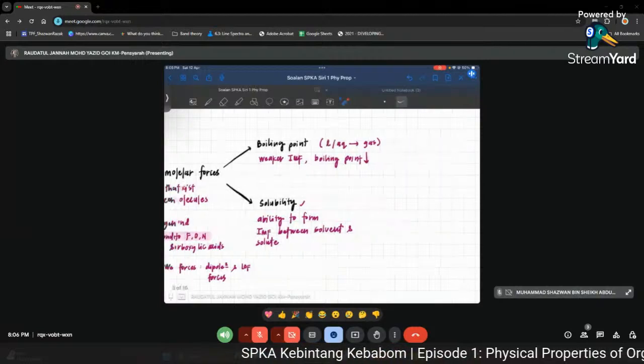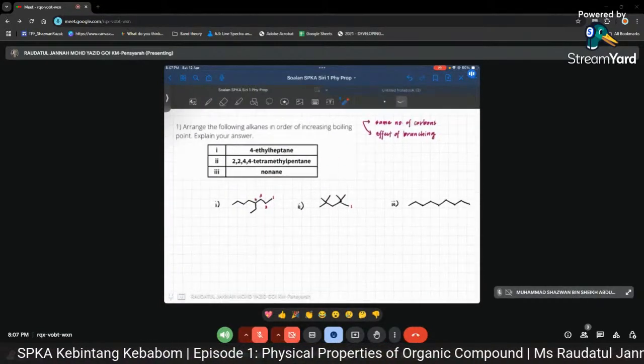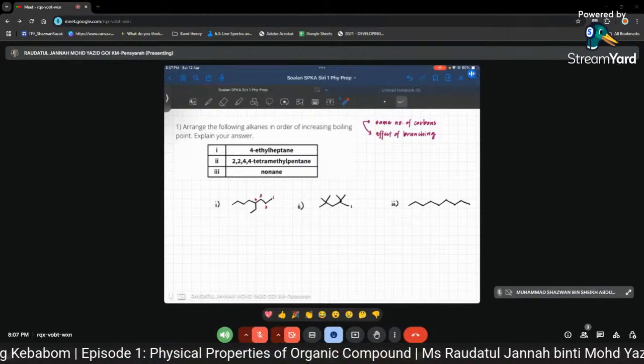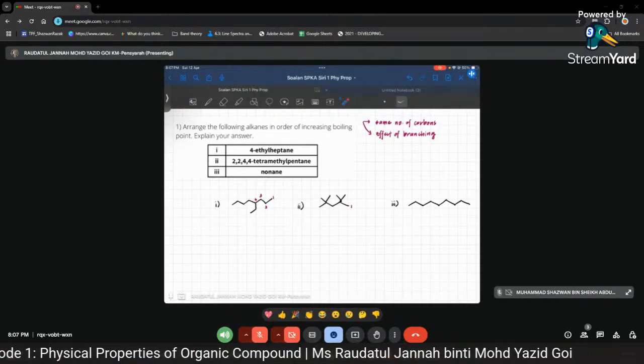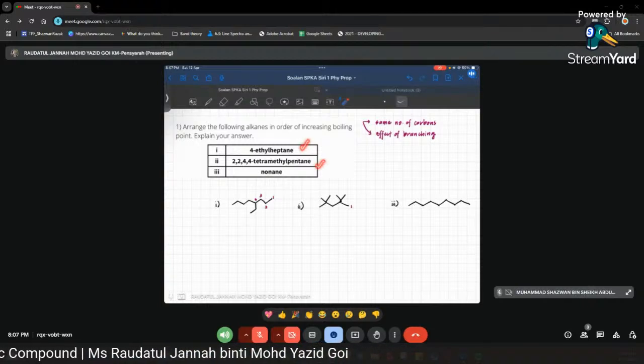So by that, let's take a look at the first question that we have for tonight. The first one here, kita ada 4-ethylheptane and then 2,2,4,4-tetramethylpentane and nonane.